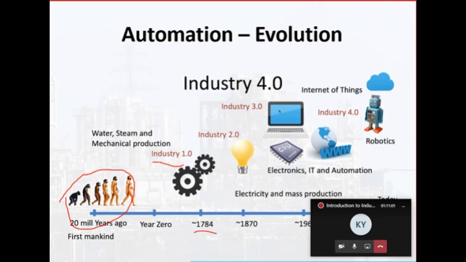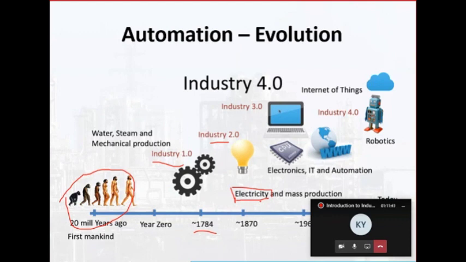The first industrial revolution is the invention of the steam engine. After the invention of the steam engine, there was rapid growth in the industry, right? That's also mechanical tech. So industry 1.0 was completely mechanical and manual. Then after the invention of electricity and mass production, electricity especially, in the second industrial revolution or industry 2.0, electricity comes into play. When electricity was invented, motors came into play, and again it brought a revolution in the industries.